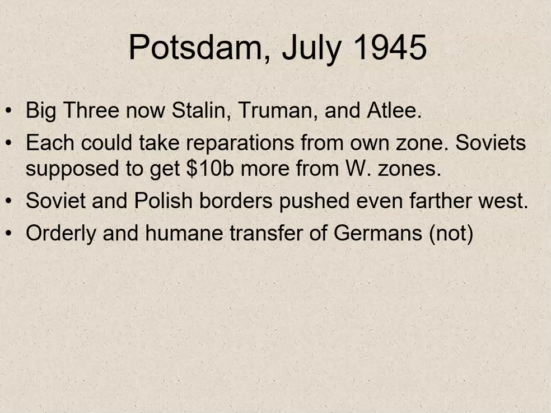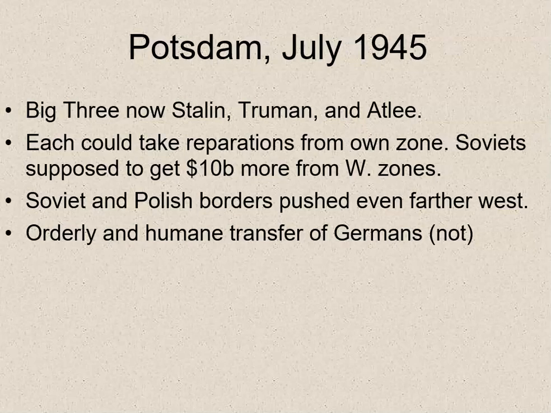It was decided at Potsdam that each could take reparations from their own zone as they wished. The Soviets were supposed to get $10 billion worth of reparations from the Western zones. That never actually occurs. And the Soviet and Polish borders were pushed even farther west than what had been discussed earlier, cutting into Germany. The Poles cut into Germany, and the Soviet Union cuts into Poland.